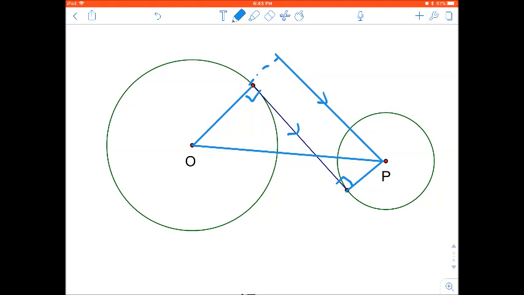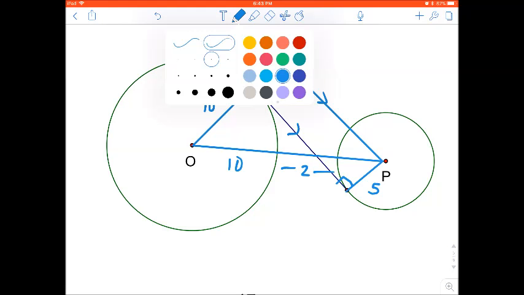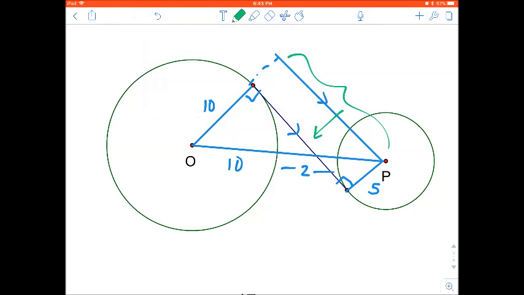So the circles are 2 units apart, and that's going to be right here. And I know that the radius of the small circle is 5 and the radius of the big circle is 10. From here we're looking to complete the big right triangle so that when we get the missing segment for the big right triangle, it'll automatically translate with the rectangle that we formed. If we have 5 as the radius of circle P, then 5 is going to translate to this part of the rectangle.